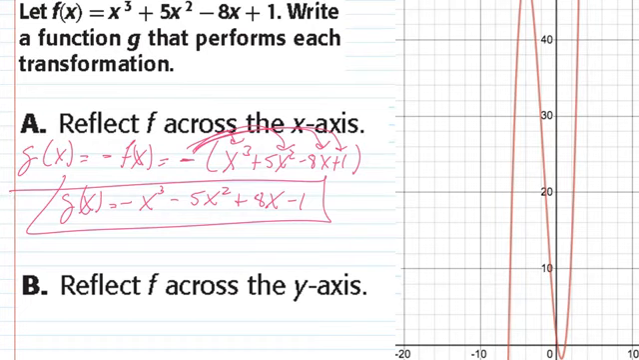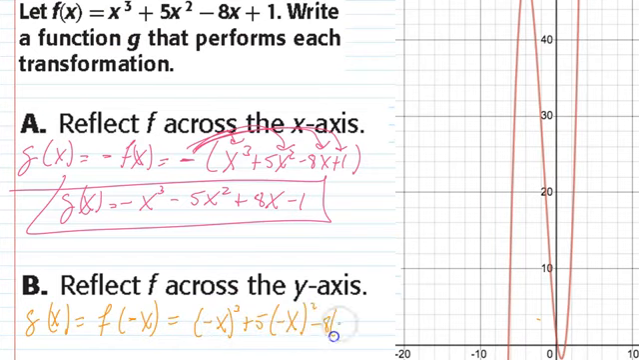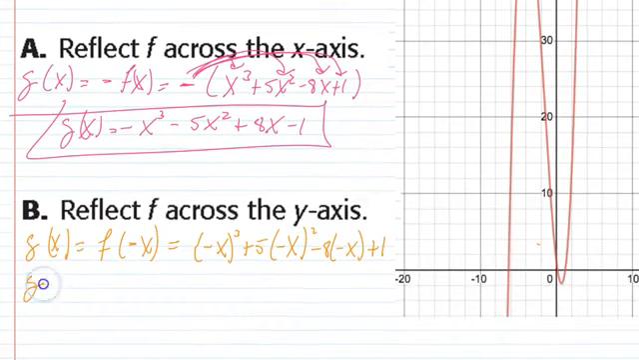Then they want you to reflect across the y-axis. Well, that's going to be g of x is equal to f of negative x. What this means is that you're going to put a negative sign inside the parentheses in front of each of the x's. So you have negative x cubed. Don't forget the parentheses. And the 1 doesn't have an x, so it's just plus 1. Now you need to simplify that.